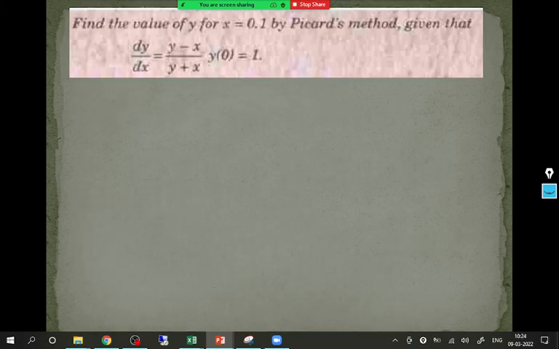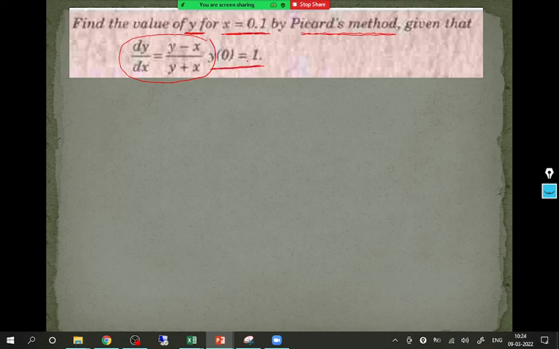The question is now find the value of y. Find the value of y at x equal to 0.1. Use Picard's method. Given that dy by dx is y minus x upon y plus x, and y of 0 is 1.